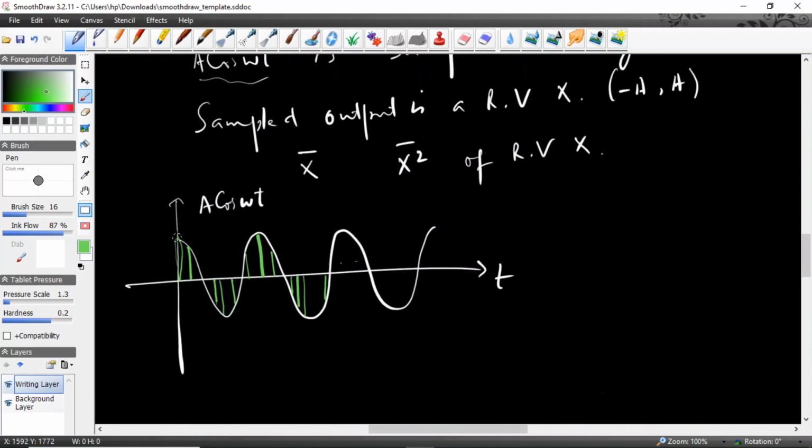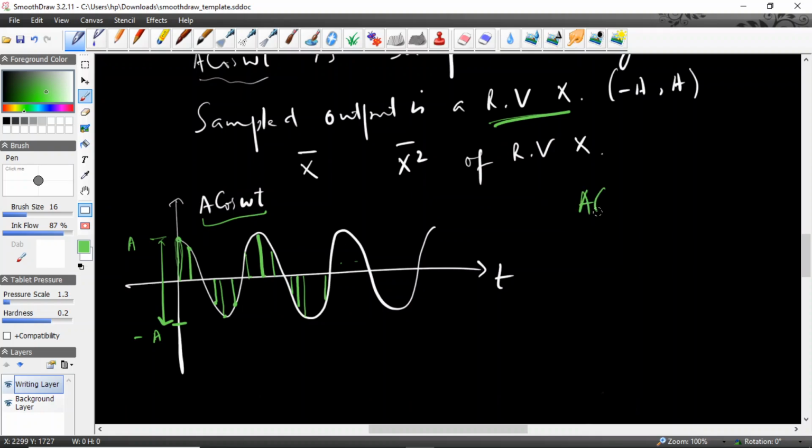So you have A cos omega t and you are taking its samples randomly. These samples we are calling a random variable x, and definitely it can take any value between A and minus A. Minus A is the minimum amplitude and A is the maximum value of the random variable which it can take. So you have to find the mean and the mean square value of this random variable. Okay.